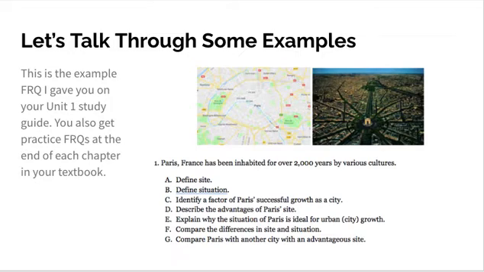And then it has A, define site, B, define situation, C, identify a factor of Paris's successful growth as a city, and then D, describe the advantages of Paris's site, E, explain why the situation of Paris is ideal for urban city growth, F, compare the differences in site and situation, G, compare Paris with another city with an advantageous site. So what you would want to do is actually answer all of these parts of the prompt, and there's 7 of them. You get a point for each part of the prompt. So this question is worth up to 7 points.